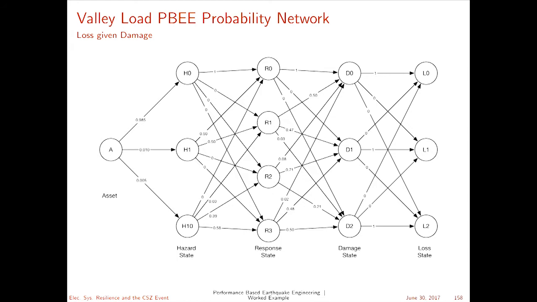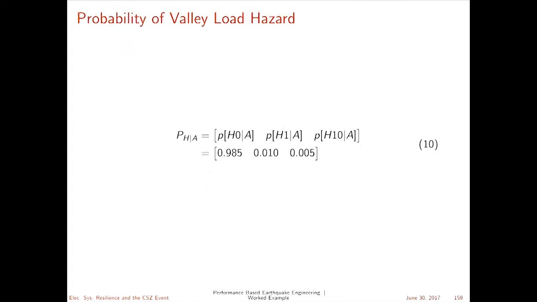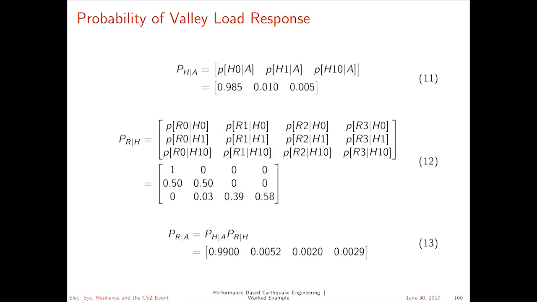Once I have this complete network, now I can calculate these probabilities by multiplying the matrices of all those intermediate values. So here, for example, this is the matrix of the values that go from asset to hazard. That's these three, this one, this one, and this one. Again, the row has to sum to 1. Next matrix, this is just repeated here, that's all it is.